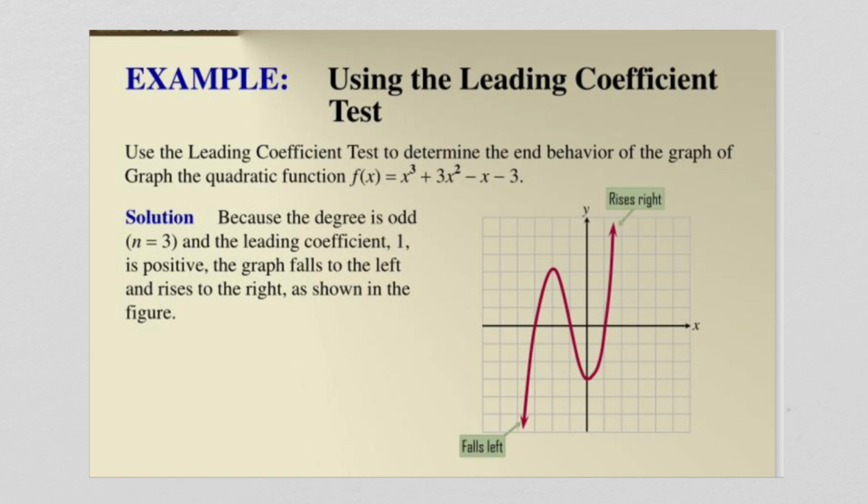Here's an example of using the leading coefficient test to determine the end behavior of the graph. Using the cubic function y equals x cubed plus 3x squared minus x minus 3. Because the degree is odd and the leading coefficient is 1, the graph falls to the left and rises to the right. So since the degree was odd and the leading coefficient positive, the graph falls to the left and rises to the right.